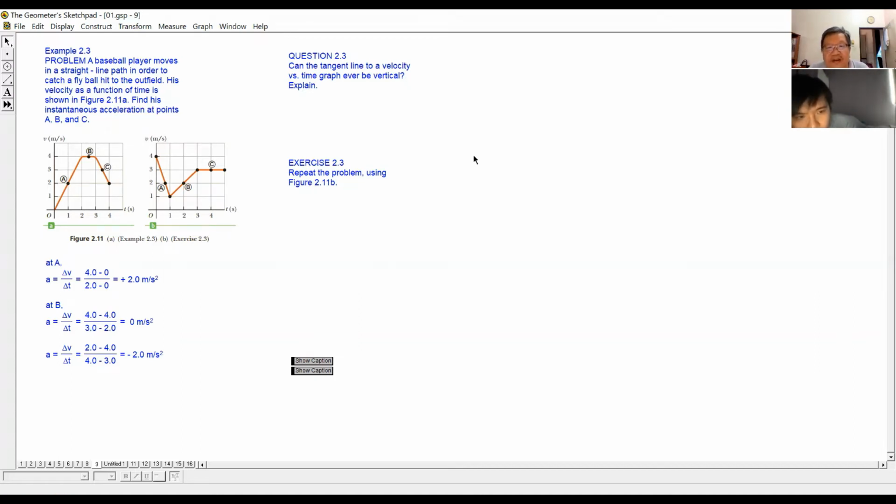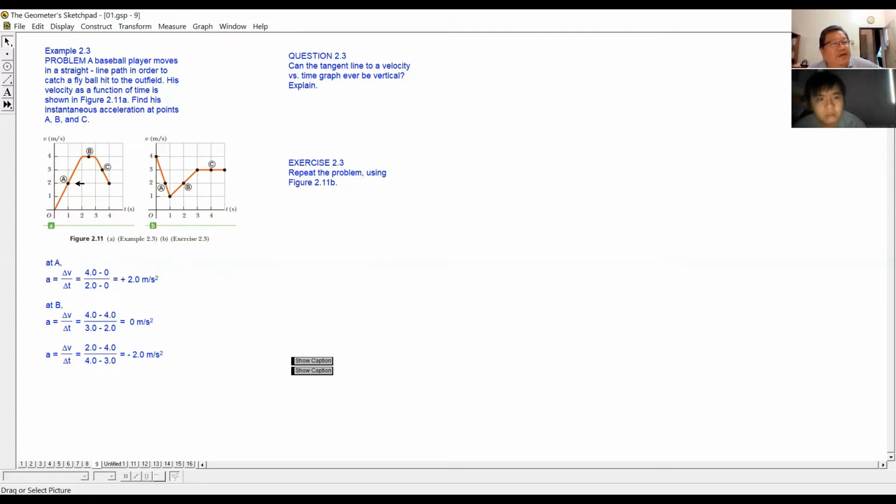If the velocity is decreasing, what can you say about the acceleration? Positive or negative? Negative, correct. So actually, velocity decreasing means that the acceleration is negative.